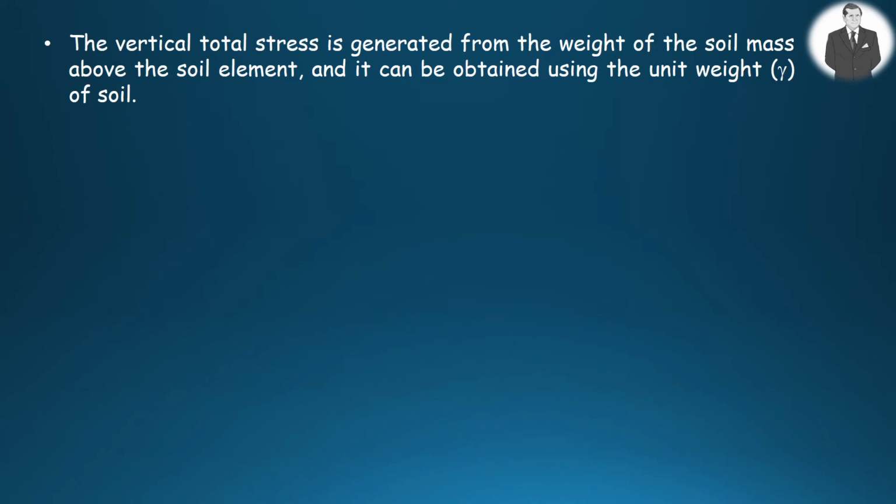The vertical total stress results from the weight of the soil mass above the soil element, and it can be obtained using the unit weight of soil. That is to say, sigma sub V is equal to gamma times Z.